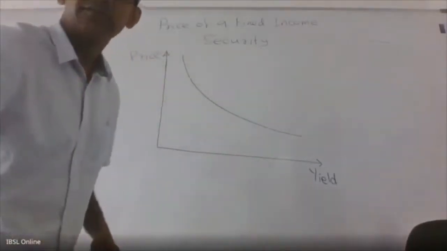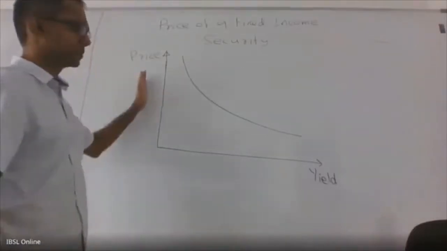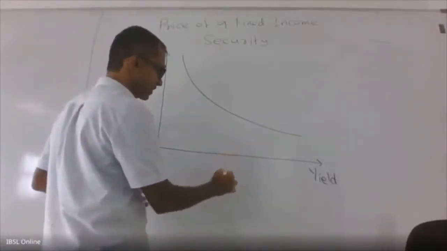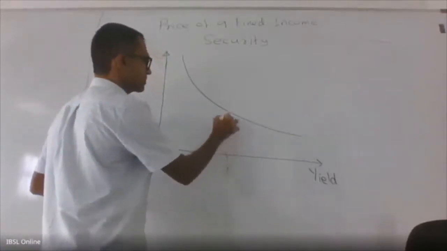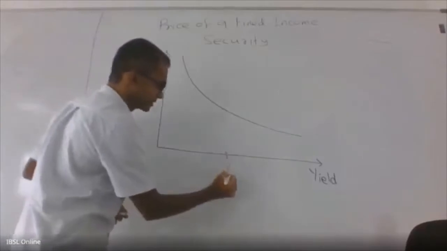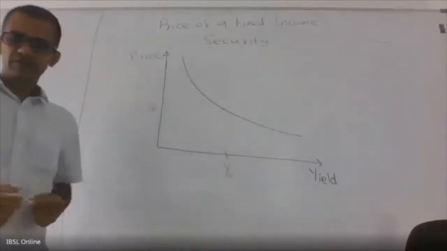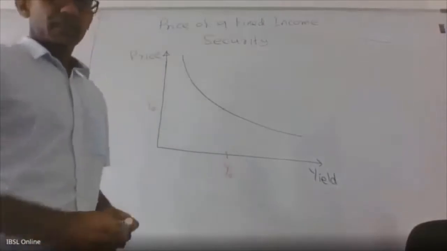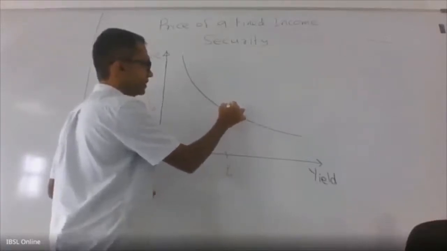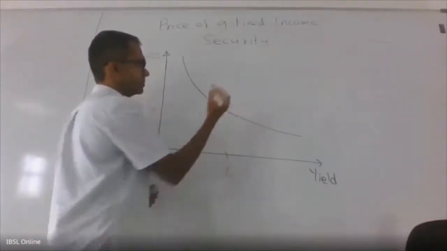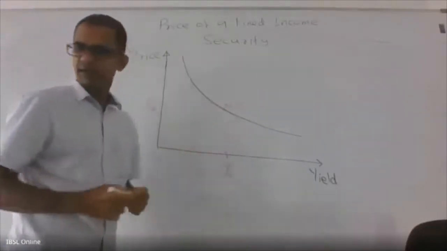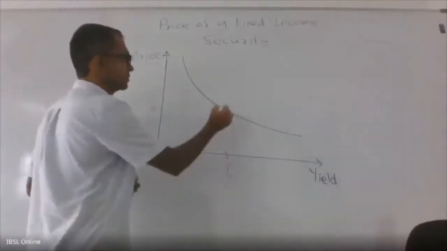This is the price-yield relationship. Price is on the y-axis, yield is on the x-axis. Assume this is the current yield, and for that current yield there's a price. We denote it as P0 and Y0. The duration gives the slope of this curve at this point. Modified duration gives the slope of the curve at this point.